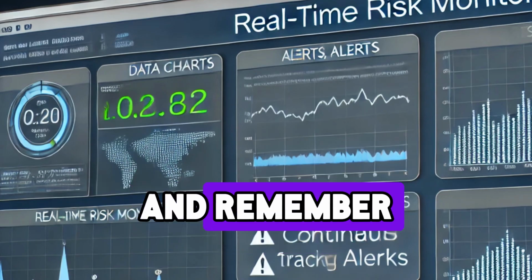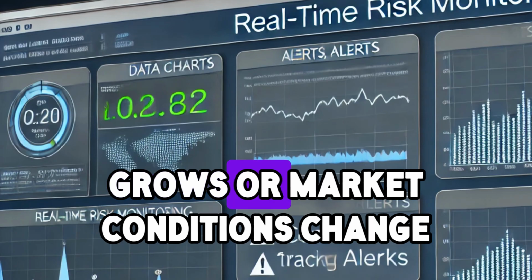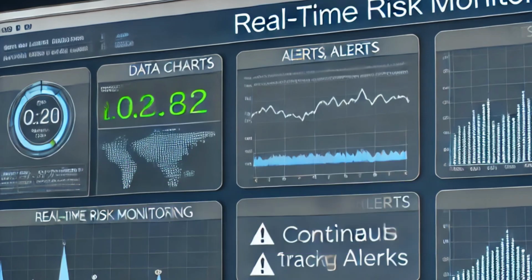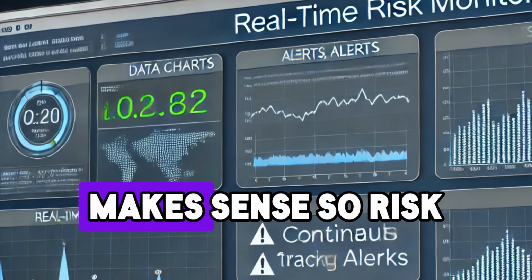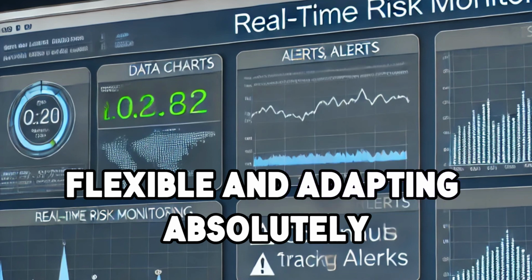Exactly. And remember, your appetite and tolerance can change over time. Like as your business grows or market conditions change. Exactly. You need to constantly reevaluate. It's not a one-time thing. Makes sense. So risk management is about staying flexible and adapting. Absolutely.